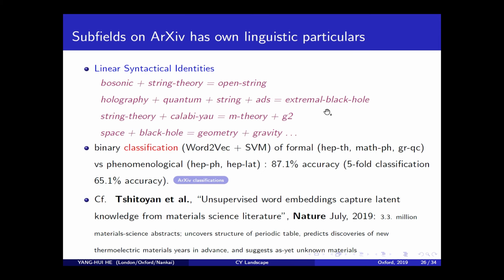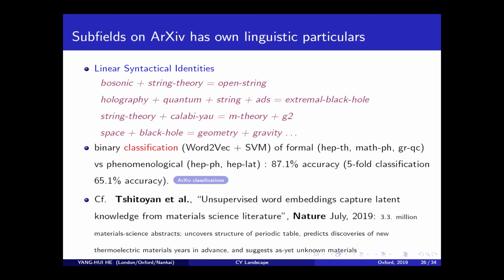But this is a really beautiful one. Holography plus quantum plus string plus ADS is an extreme of black hole. Wonderful. String theory plus Calabi-Yau is equal to M theory plus G2. It doesn't get any better than this, right? But of course, I'm hiding all the crap we got as well. But I think the crap would diminish if you start training on abstracts and the actual content.